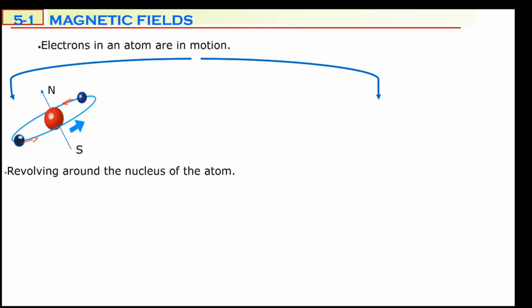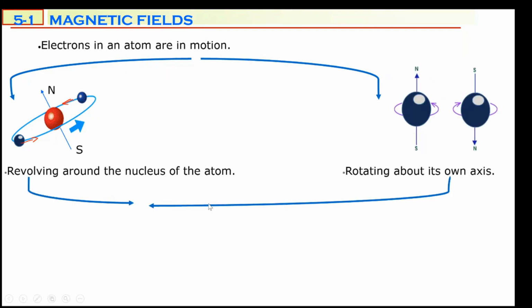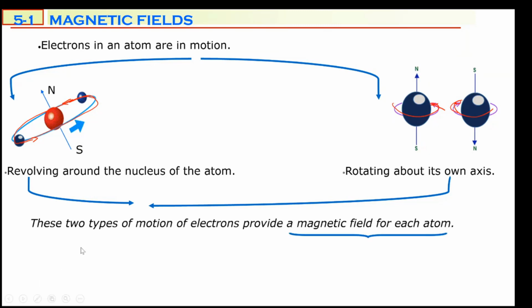Second, these electrons are at the same time rotating, spinning about their own axis. This rotation about their own axis also provides a magnetic field to the atom. Because of these two motions, first, the electrons revolving around the nucleus, and second, the electrons spinning about their own axis, an atom has a magnetic field. For simplicity, these two types of motion of the electrons provide a magnetic field for each atom.